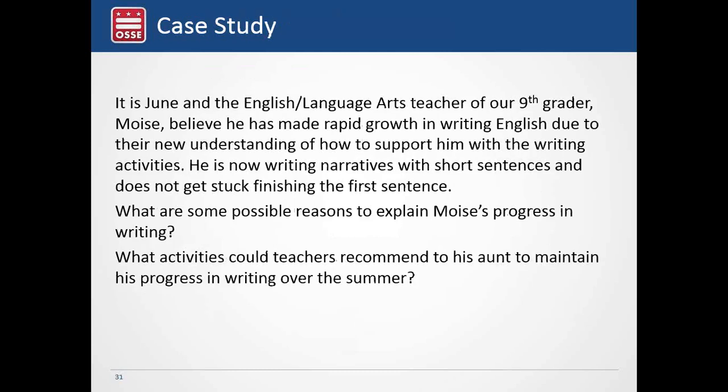So going back to Moise, our case study, let's fast forward through the school year, and let's say it's June, and the English language arts teacher of our 9th grader, Moise, believes he's made rapid growth in writing English due to their understanding of how to support him with writing activities. So now he's writing narratives with short sentences, and he doesn't get stuck finishing the first sentence like he did earlier in the year.